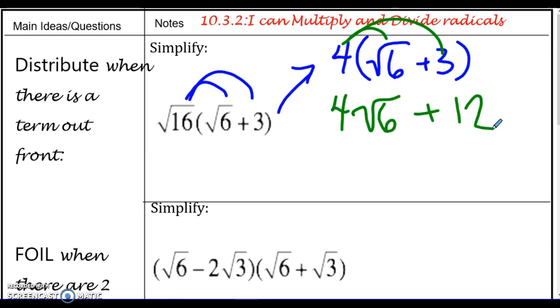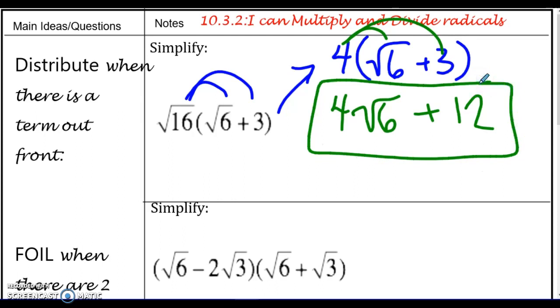I know. That's the whole point. But that would be going back to where you started. It wasn't equal to 0 or anything like that. You're just simplifying. So this is as simple as it gets. You can't put that together to get 16 square root of 6. It just is 4 square root of 6 plus 12. That's as simple as it goes.